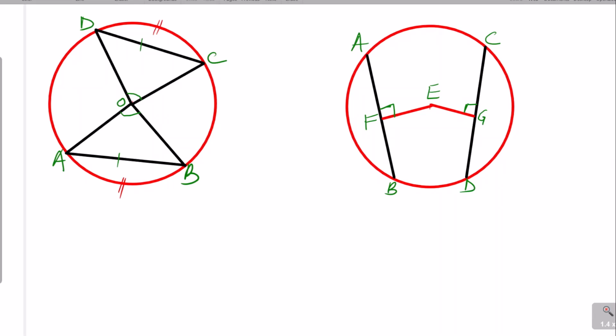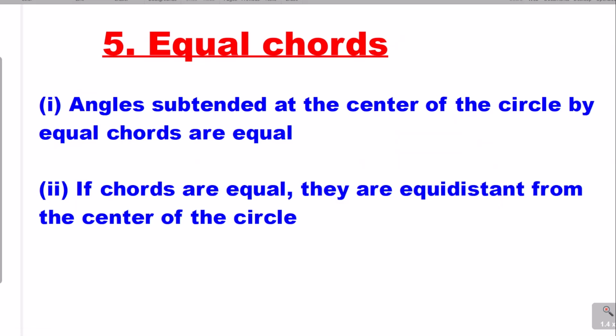Which are the equal chords here? Equal chords are DC and AB. AB is subtending this angle at the center, and chord DC, which is equal to AB, is subtending this angle at the center. So these two angles are equal. So this angle A is equal to that angle A. That is what we mean by the first point.